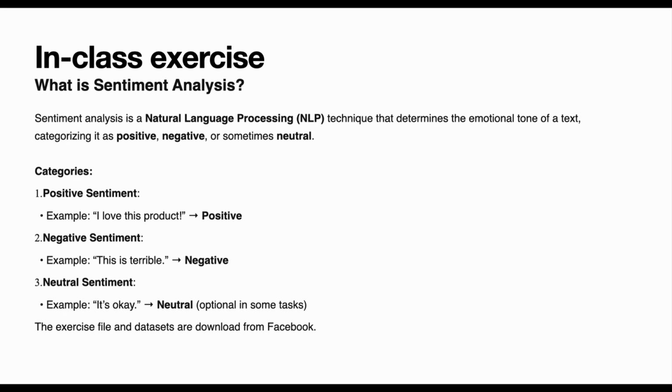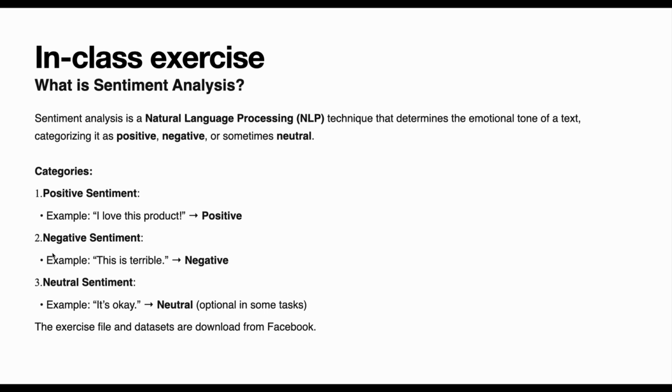This slide introduces the concept of sentiment analysis, a natural language processing (NLP) technique used to identify the emotional tone of a given text. It categorizes text into three main types: positive, negative, or sometimes neutral sentiment. Categories of sentiment: positive sentiment indicates favorable opinions or emotions. Example: "I love this product" is classified as positive.